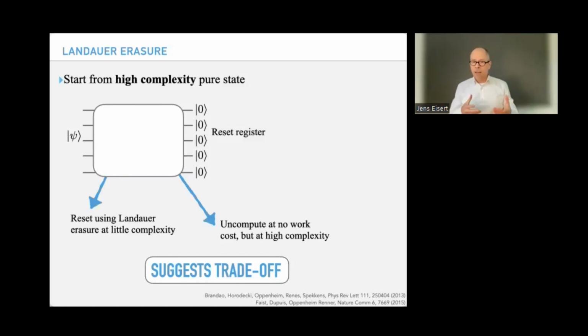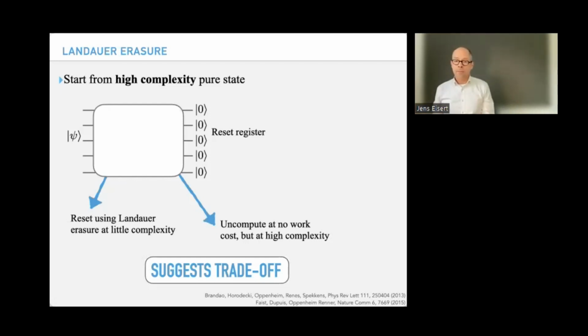We can think of a pure state first. That's given, it may have some high complexity, say. And we ask, what can we do to reset this to the all zero state? Now, there's basically two things we can do. First, we can just uncompute the state. That's a circuit, U. We could do basically U dagger. We just go backwards, and then going backwards, we arrive in the all zero state.